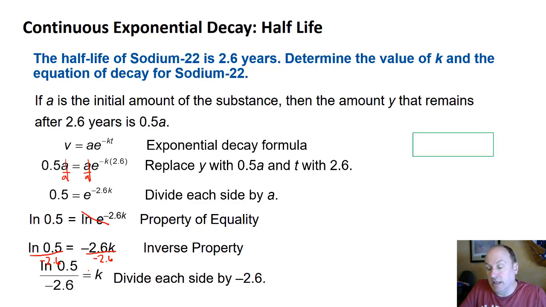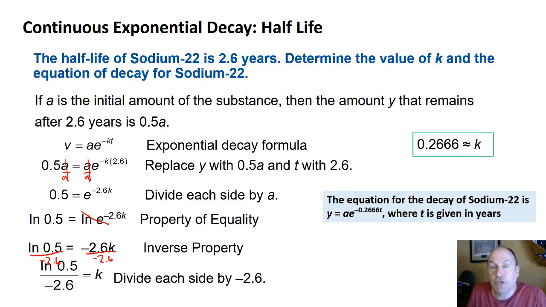When we calculate that, you're going to get a k value of 0.2666, repeating approximately. So the equation of decay for sodium-22 is y equals a e to the minus 0.2666t, where a is the original amount and t is the time in years.